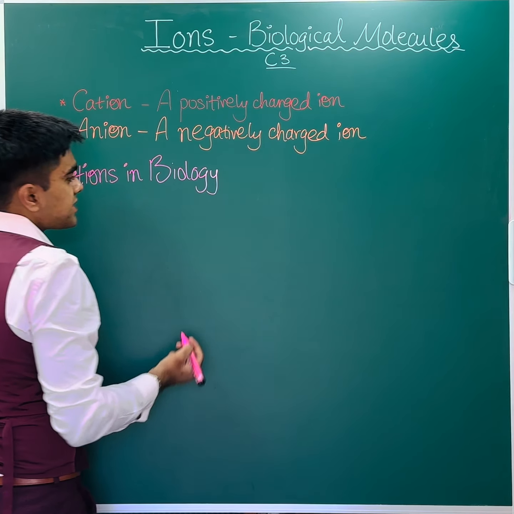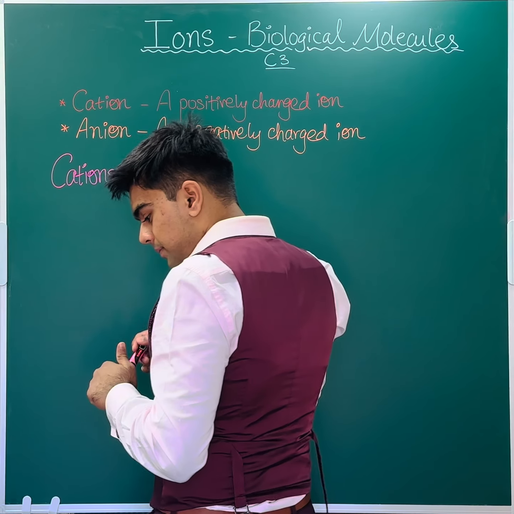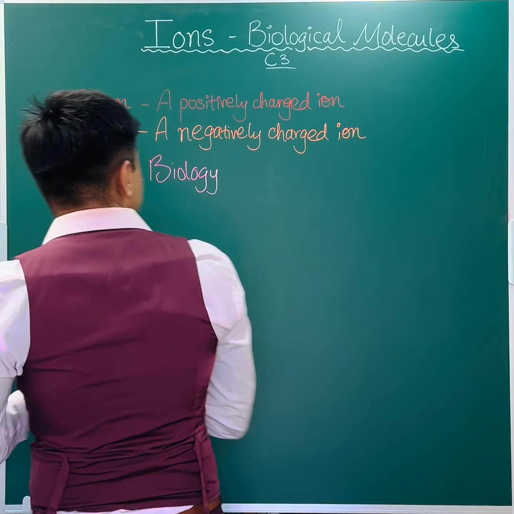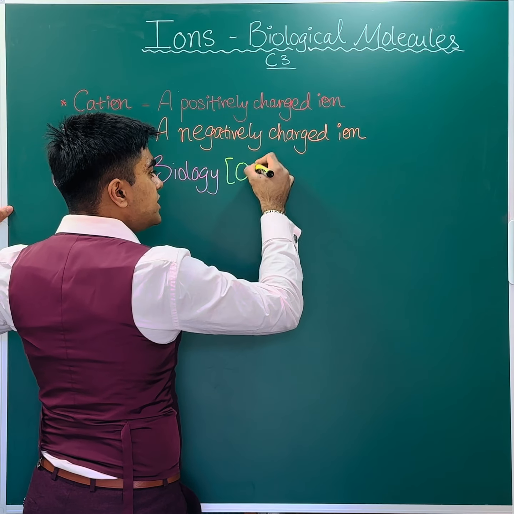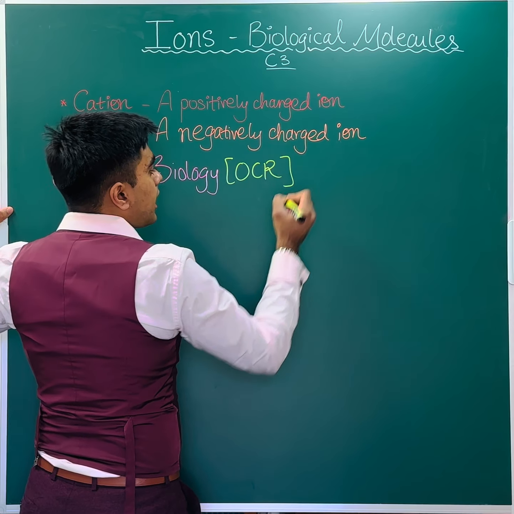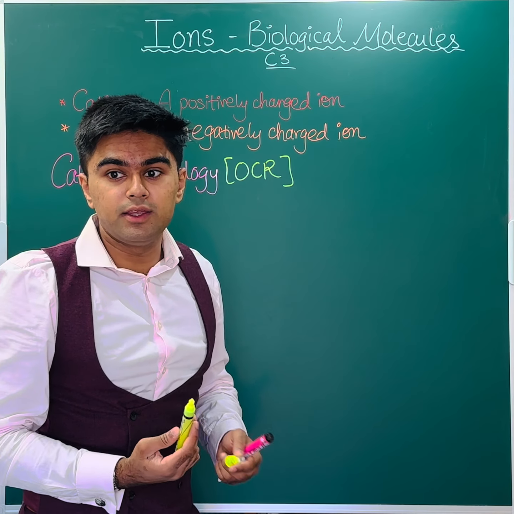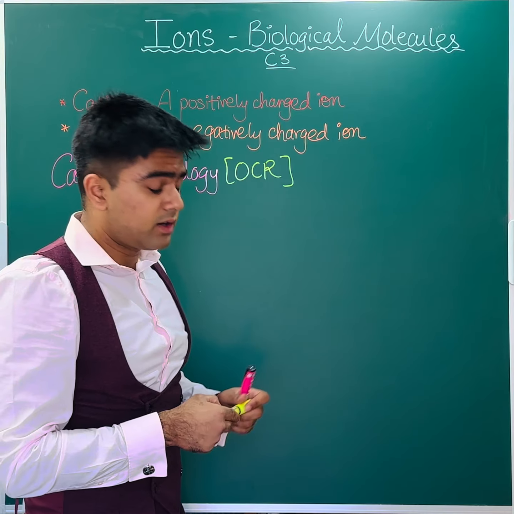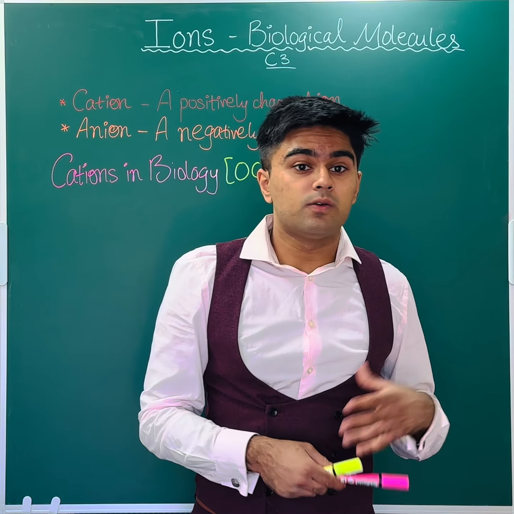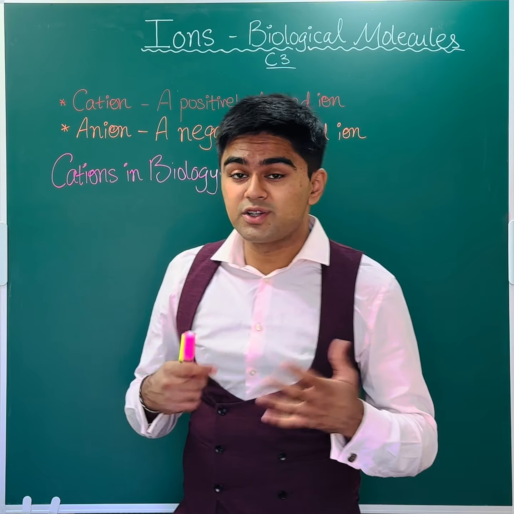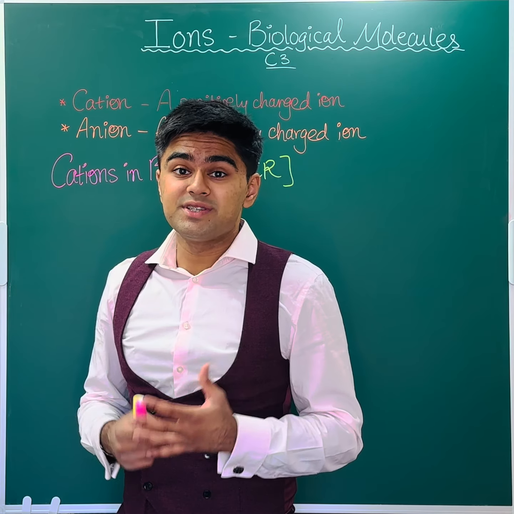Now, the cations I'll be covering are mainly for OCR, so I'll put them in brackets for OCR. I'd really recommend you to check your specification and just check which ions you need to know about. But still, these should be very helpful because these just keep repeating, and you can find questions that are on the lines of, okay, tell us the function of cations in your body with examples, or tell us the function of ions in your body with examples, and that can even go up to 6 markers.